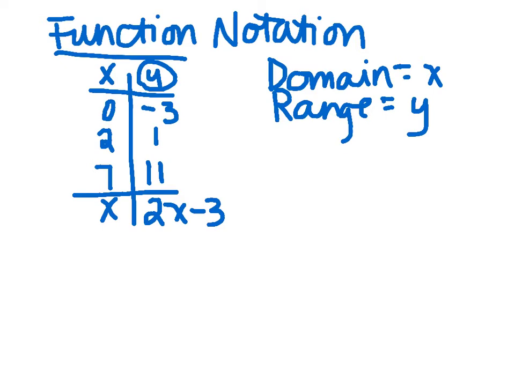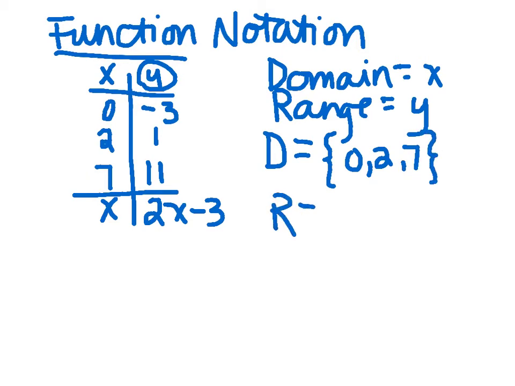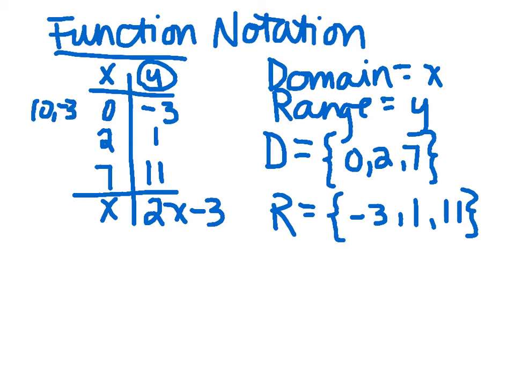So if we were to stop here and say, right so far, the D, or domain, would equal 0, 2, and 7, because those are all the x's, I mean. And the range equals -3, 1, and 11, because those are all the y's. And we also know that this is going to be able to be graphed. 0, -3 is this point, 2, 1 is this point, 7, 11 is this point. Ooh, 2 lucky numbers.